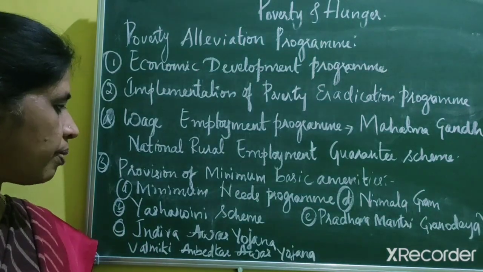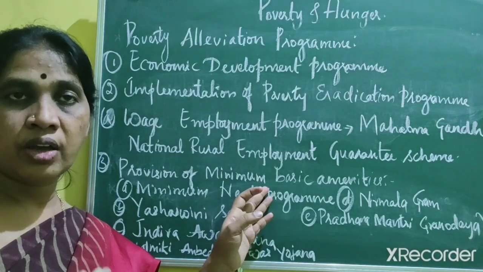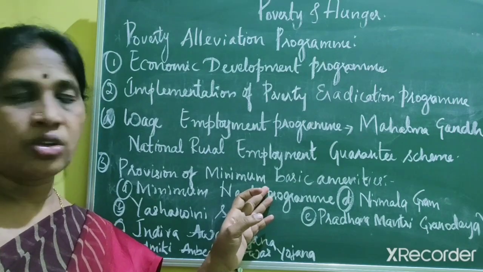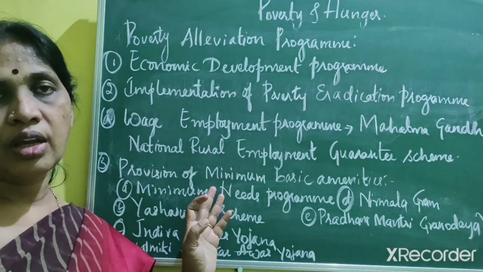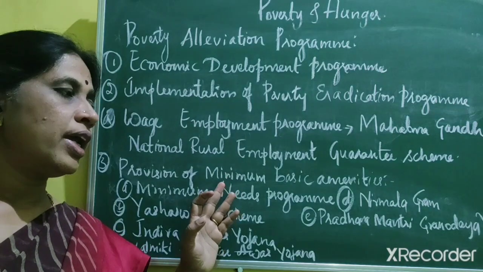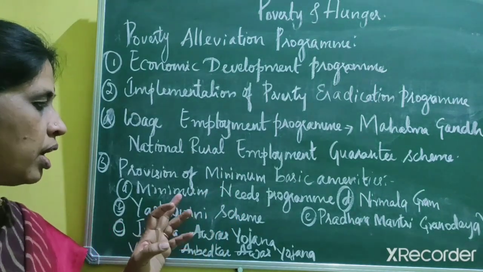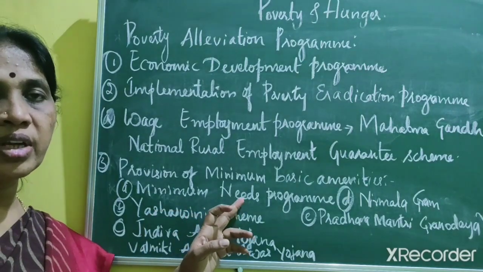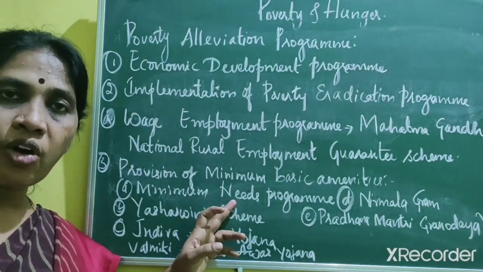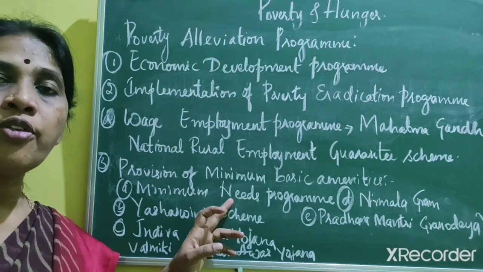Okay, next we will know about the provision of minimum basic amenities. What are the basic amenities or essentials for us? That is food, clothing, shelter, education and medical facilities. Under this scheme, many measures have been taken in order to provide the minimum basic necessities to the rural poor people, like food, clothing, education and drinking water facilities. So we'll know one by one. The government introduced the minimum needs program in the year 1974, and the main objective of this scheme is to provide food grains. Food grains are distributed to the people through fair price shops.